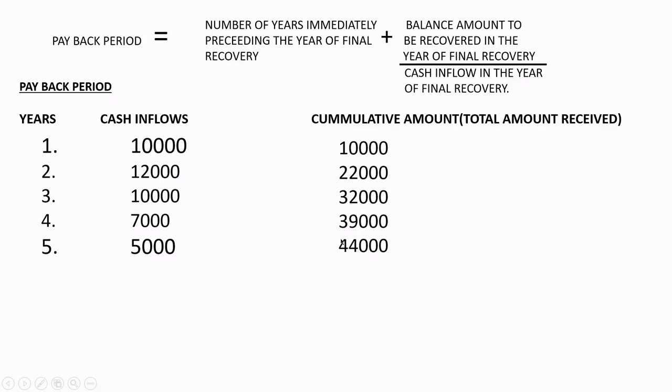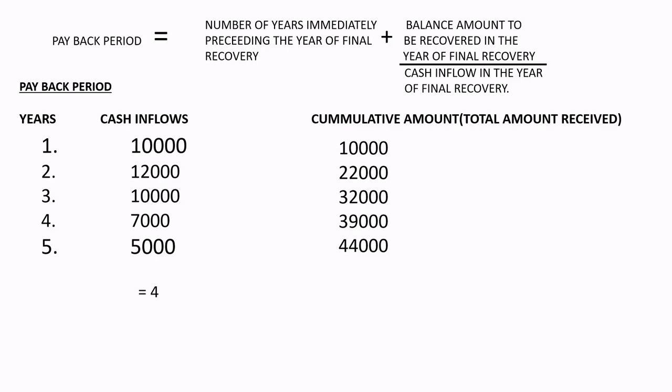Suppose my payback period is 4.5 years. Assume that my payback period is 4.5 years. So the first part of the formula says that I need the number of years that is immediately preceding the year of final recovery. Suppose my year of final recovery is 4.5. So what is the number of years that is immediately preceding the year of final recovery? The year that comes before 4.5 is 4 years. So I will write 4 here, because 4 is the year that is immediately preceding the year of final recovery, and the year of final recovery I have assumed is 4.5.